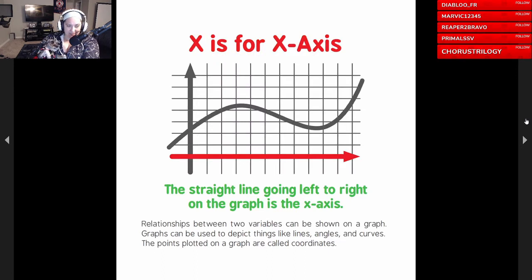X is for x-axis. The straight line going left to right on the graph is the x-axis. Relationships between two variables can be shown on a graph. Graphs can be used to depict things like lines, angles, and curves. The points plotted on a graph are called coordinates.